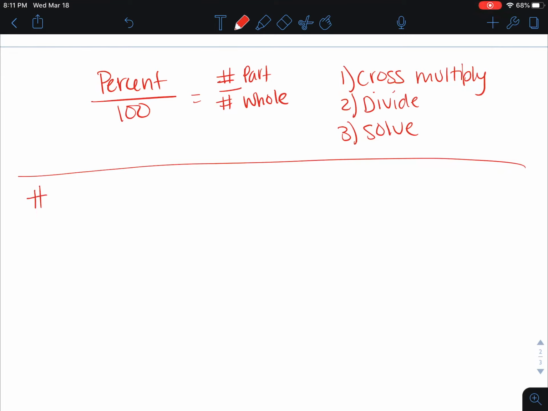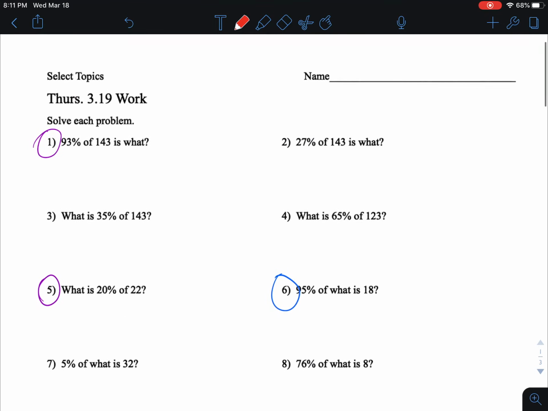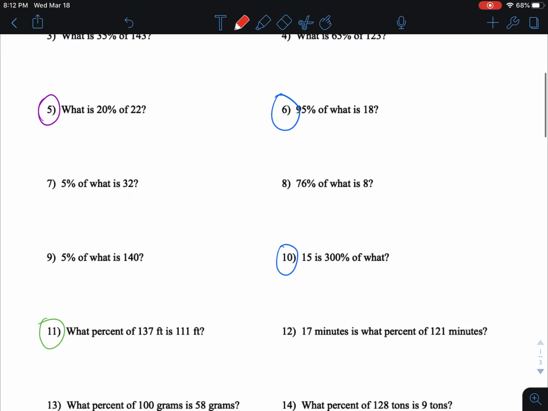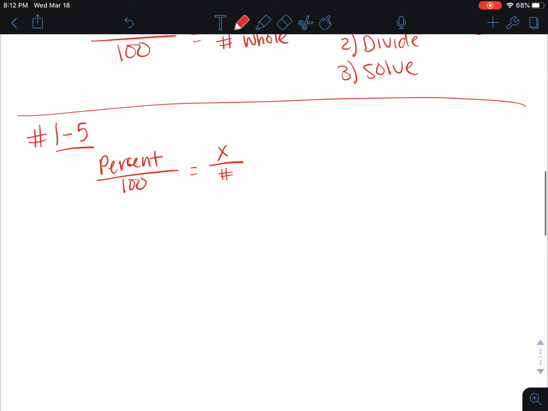So numbers 1 through 5, your ratios are going to look like this. It's going to give you the percent over 100. Your x is going to be on top, and then they're going to give you your whole number here. So if you look at number 1, it says 93% of 143. So the percent is there, and your total is 143, so that's going to be your whole number there. So every single problem 1 through 5 is going to be set up that way.